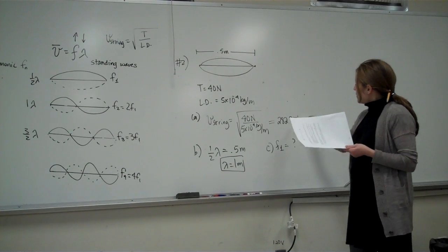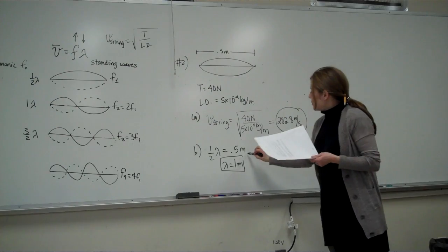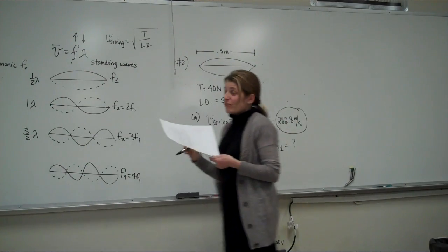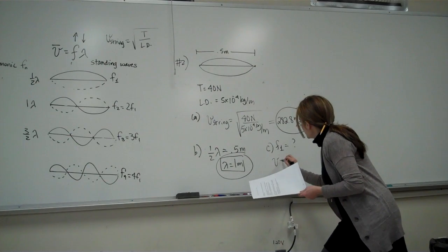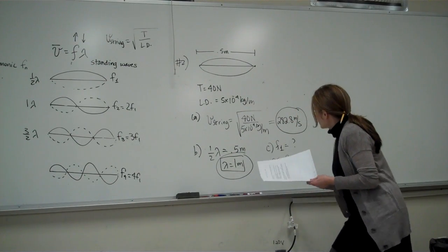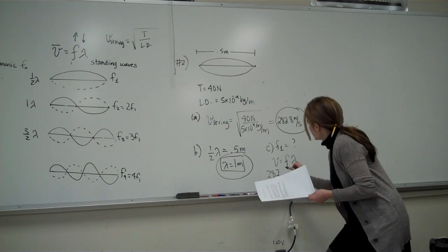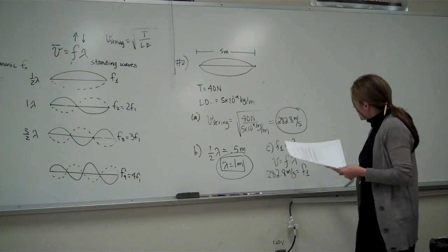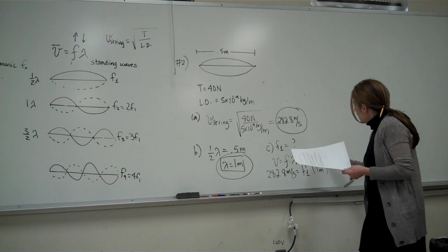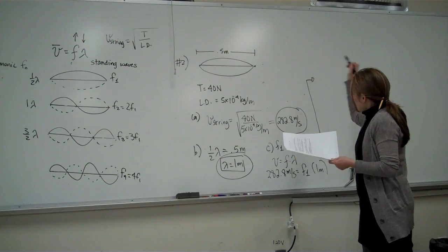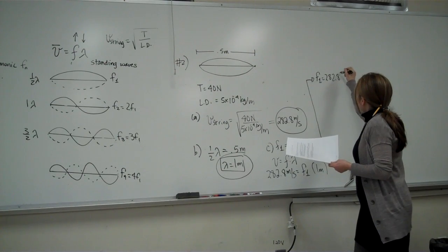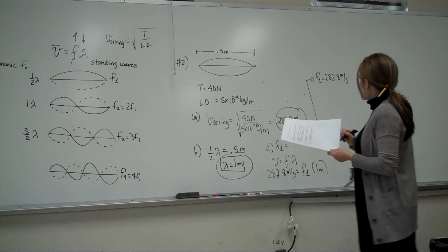And so we want to figure that out. If you know the velocity and you know the wavelength, this gets you the frequency. So velocity equals frequency times wavelength. 282.8 meters per second equals the fundamental frequency times 1 meter. And we don't need to get fancy with that. It's just that the frequency of the fundamental is 282.8 hertz. Okay.